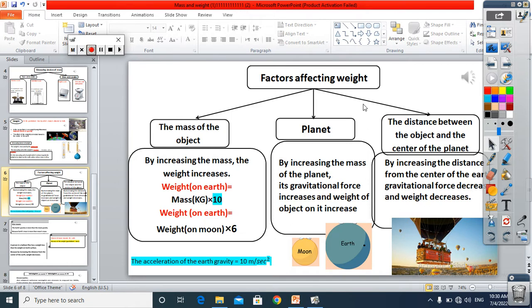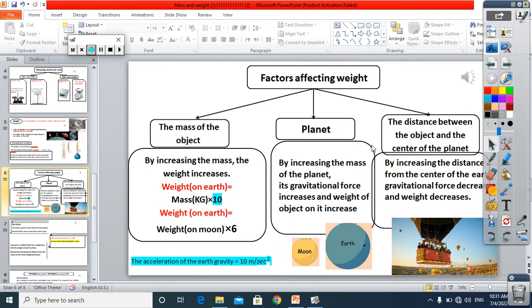Of course, the mass of the planet matters. If I travel to the moon, my weight will decrease. Why? Because the mass of the moon is very, very small relative to the mass of Earth. So by increasing the mass of the planet, its gravitational force will increase and the weight of an object on it will increase. So my weight on Earth is more than my weight on the moon, because the mass of Earth is more than the mass of the moon.